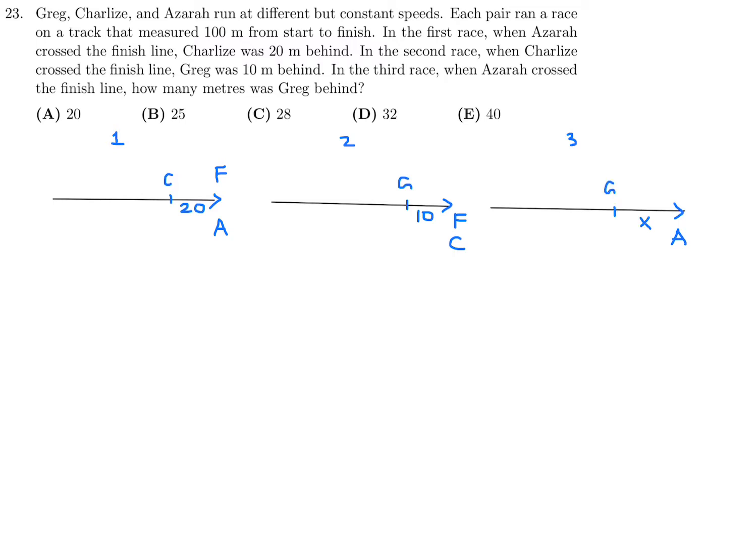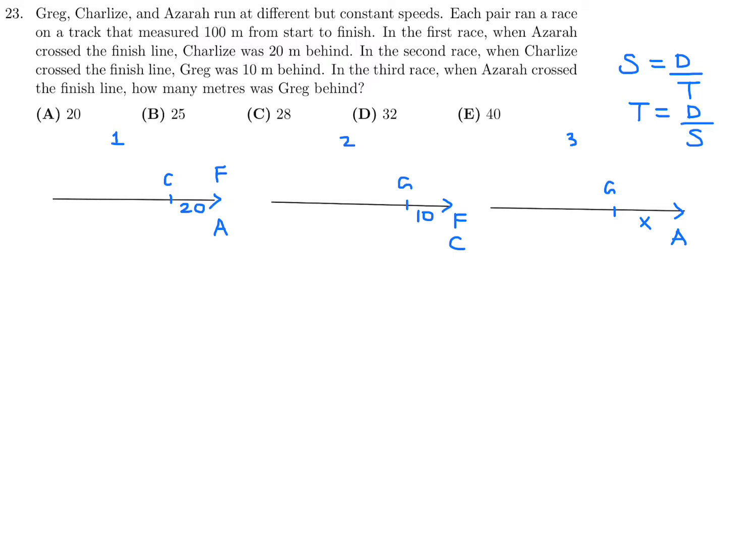Okay, here we go. So throughout this question, we're going to use the formula speed is equal to distance over time, or any variation of this formula according to what you want. So for example, time is equal to distance over speed is another variation of that formula. And that's what we're going to use, this guy right here. So in the first race, the time that it takes Azara to get to the finish line is the same amount of time that it takes Charlize to get to that point. At that point, their times are the same. Distances obviously are different. That's why they're 20 meters apart. And their speeds are obviously different.